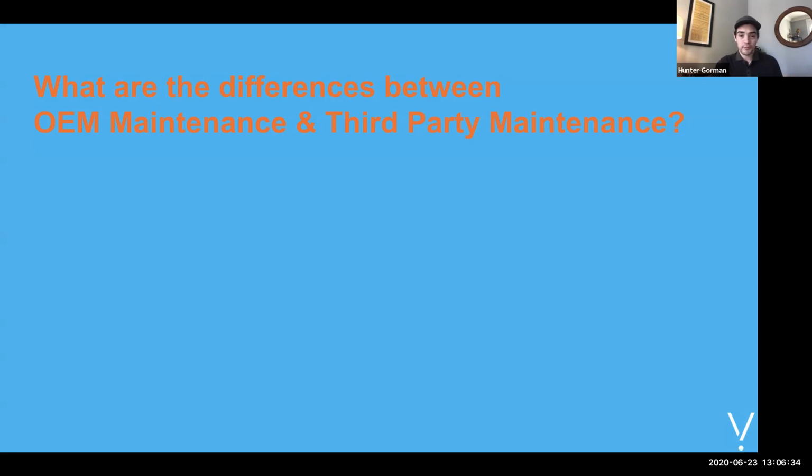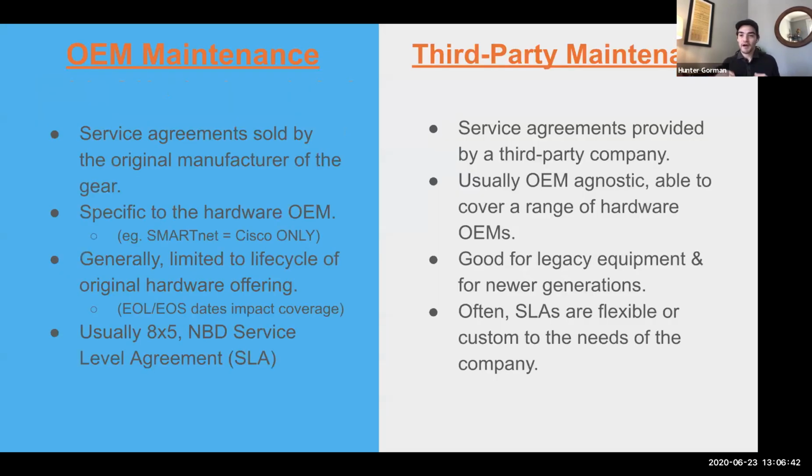So let's just jump right into this. What is the difference between OEM maintenance and third-party maintenance? This is that primer that I was talking about. So just right next to each other, OEM maintenance, as you guys know, it's service agreements. They're sold by the original manufacturer of that network gear. And generally speaking, they're specific to the manufacturer of that gear.